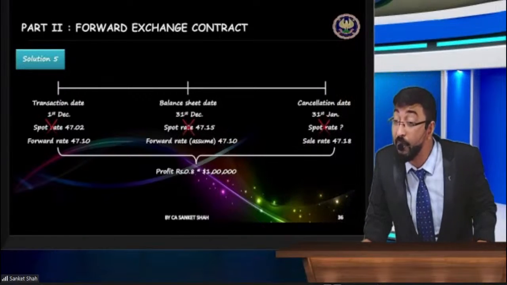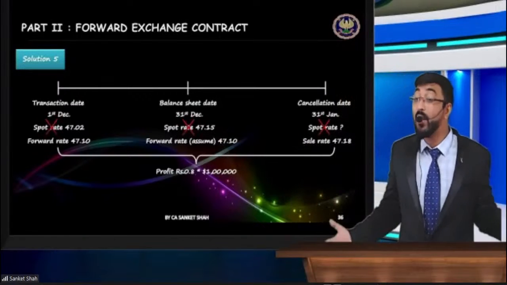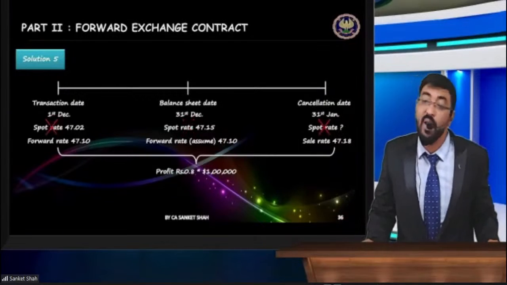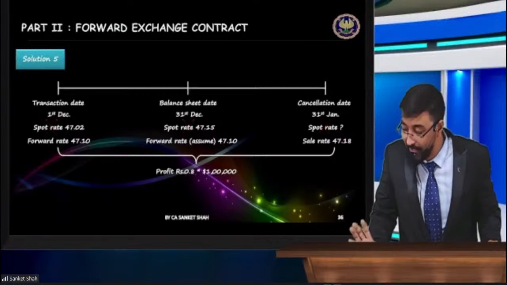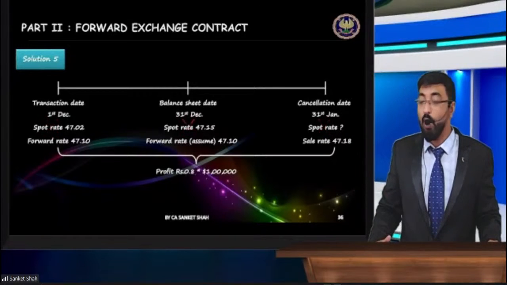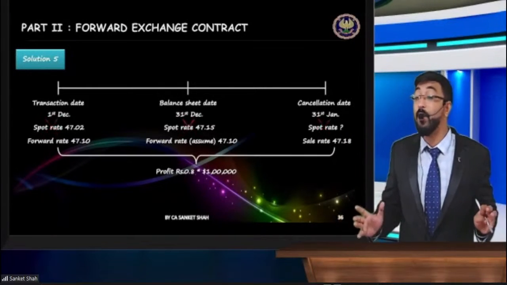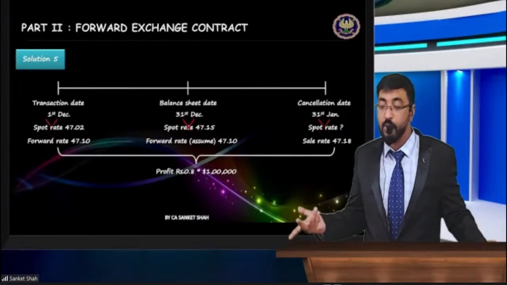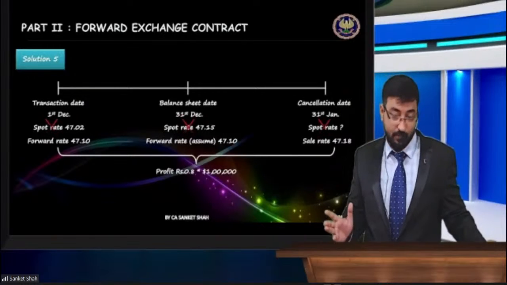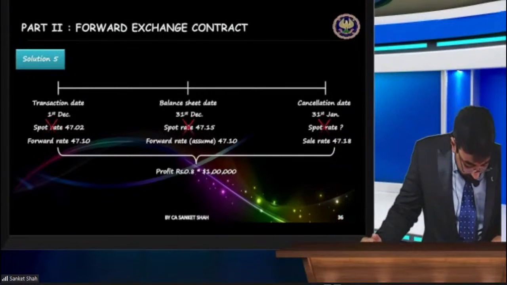You will compare it with the forward rate 47.10. And on 31st December, as we are not aware of the forward rate, we have not calculated any profit or loss on the balance sheet date. On the balance sheet date, we don't have any information except the spot rate, but the spot rate is of no use. Remember.